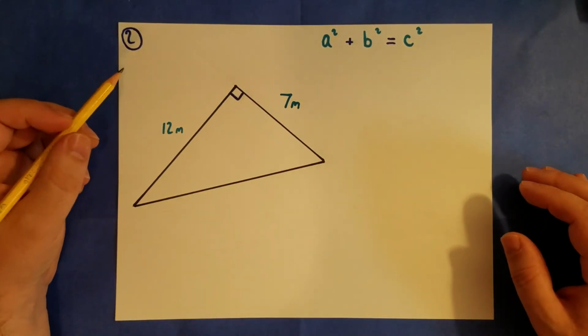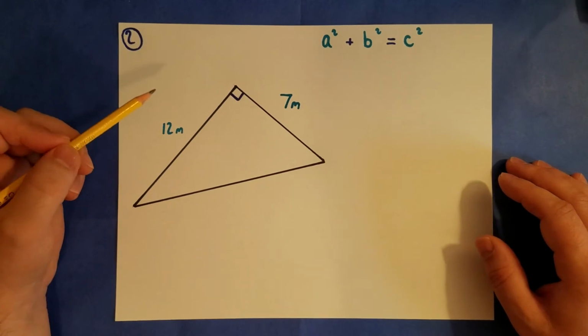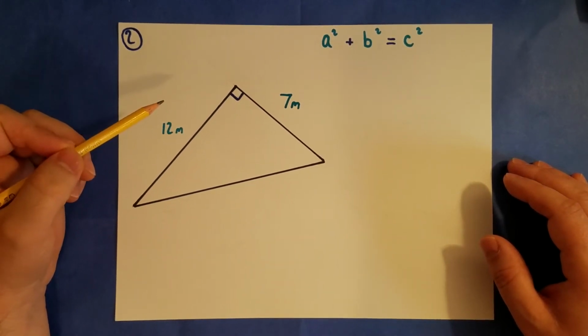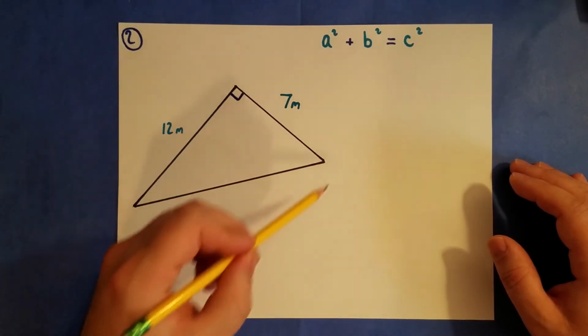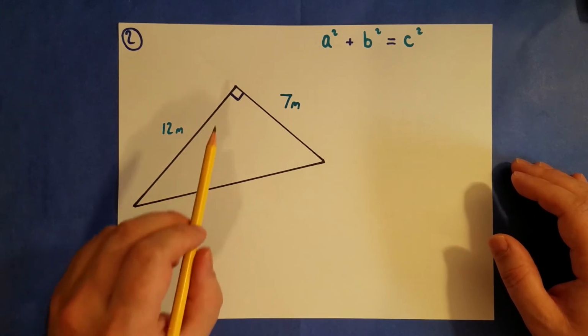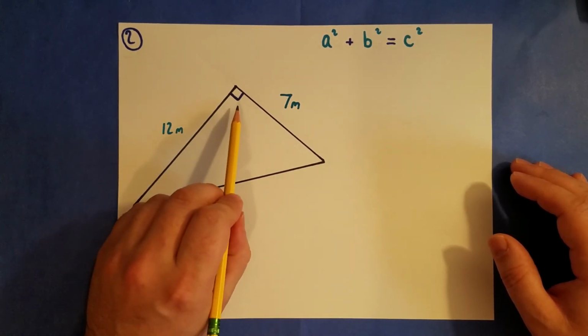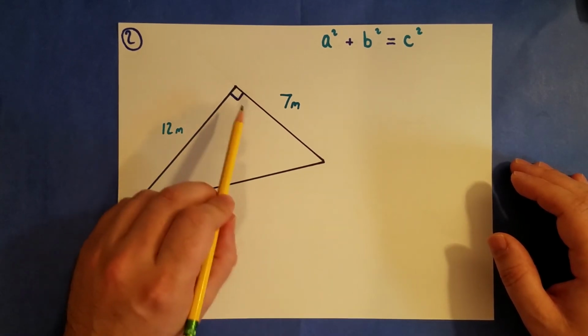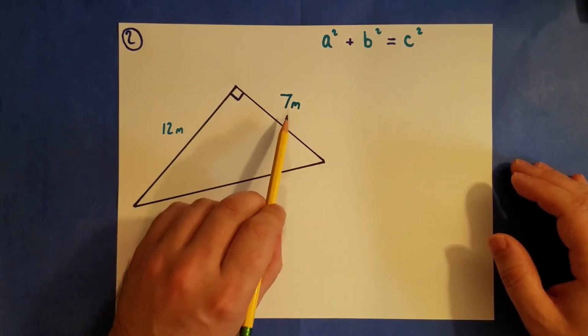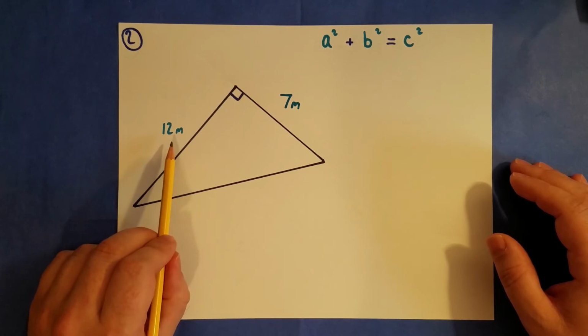Okay, here's example number 2. Remember, we always want to be thinking, what am I given? What is the rule? And what do I need to find? Looking at the diagram, what am I given? I'm given a triangle. It is a right triangle. And I'm given the lengths of 2 sides, 7 meters and 12 meters.